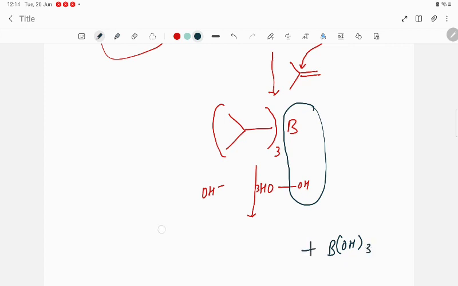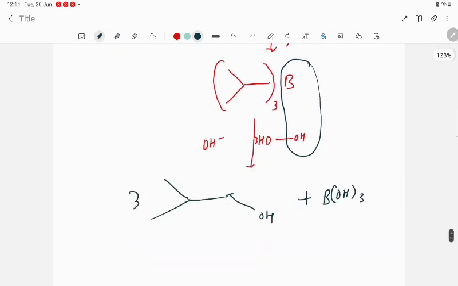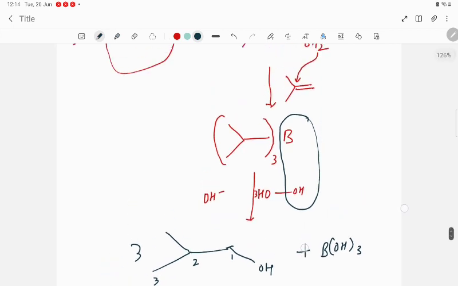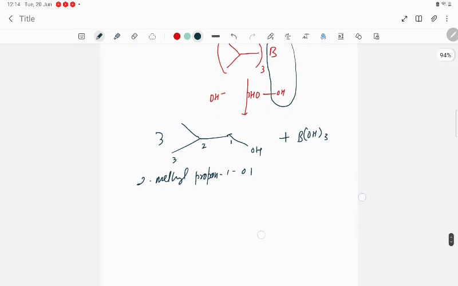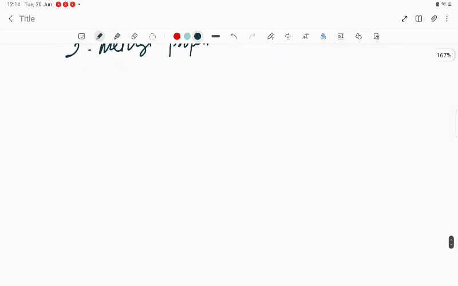And what is the left one? This is the product. How many molecules? 3. This is the bond. Since it is syn addition, the OH group will be here. So what is the product? 1, 2, 3. So 2-methylpropan-1-ol, 2-methylpropan-1-ol, right. So every time the OH group is going to add with the anti-Markovnikov rule.